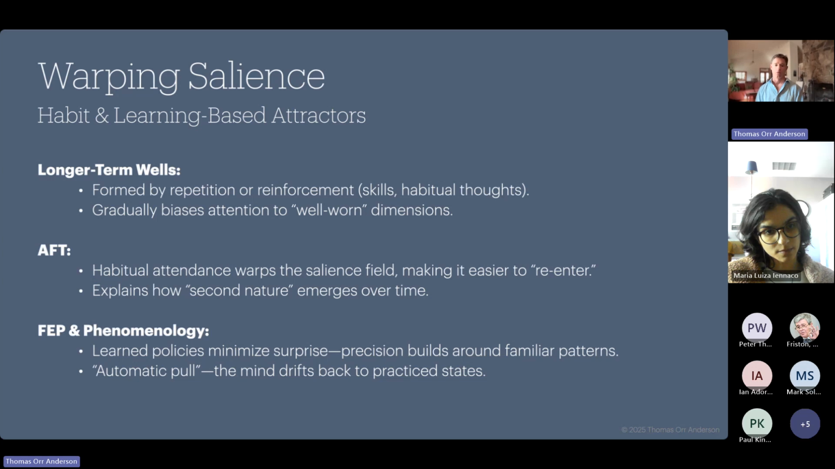So these are longer term wells formed by repetition or reinforcement, like skills, habitual thoughts, and gradual biases in well-worn dimensions. Habitual attendance warps the salience field, making it easier to re-enter. Second nature emerging over time, or in FEP terms and phenomenology, learned policies minimize surprise, precision builds around familiar patterns, or phenomenologically, always a hard word to say, automatic pull, the mind drifts back to practice states.